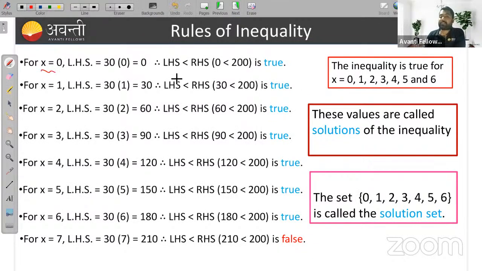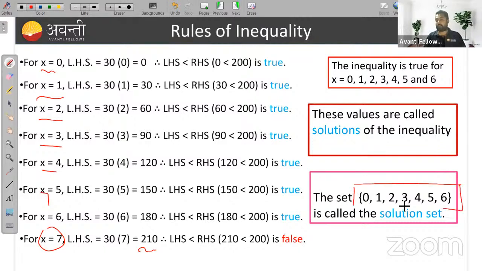For x equal to 0, it is satisfying. For x equal to 1, it is satisfying. For x equal to 2, it is satisfying. 3, 4, 5, 6. So from 0 to 6, it is satisfying. But when we take x as 7, this becomes 210. So 210 is not less than 200. That's why 7 is not a solution of the given inequality. The solutions of the given inequality are 0, 1, 2, 3, 4, 5, 6, and we can represent it in curly brackets. Is it clear? So let's move.